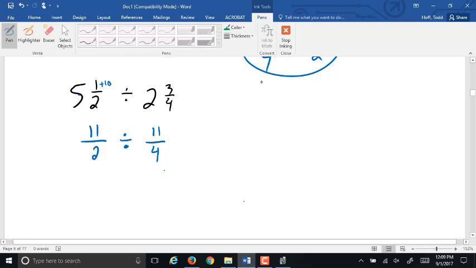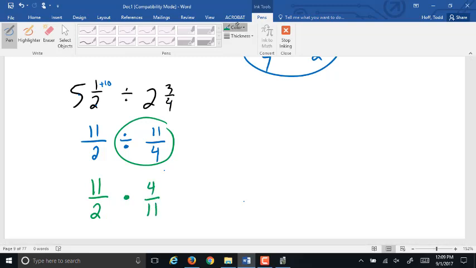Which one do we flip? The 11 over 4 becomes 4 11ths. Remember, the operation always operates on the number that comes after it. So the 11 over 2 stays the same. This is going to become times 4 over 11.